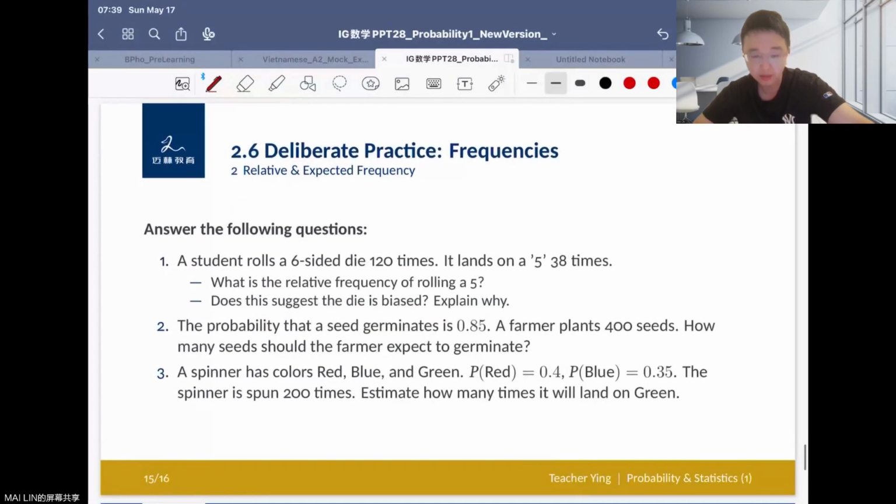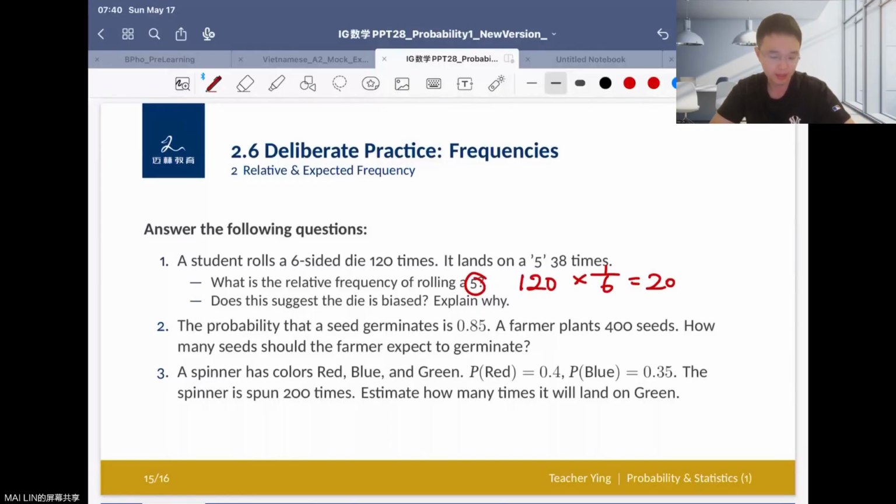And we also have deliberate practice for you. Let's move to the first problem. A student rolls a six-sided dice 120 times. It lands on 5 a total of 38 times. The first question is, what is the relative frequency of rolling a 5? Rolling a 5 is 120 times, and we multiply by 1 over 6. That equals 20.